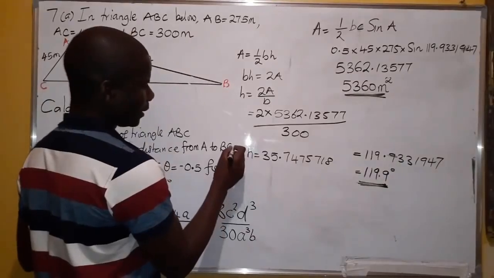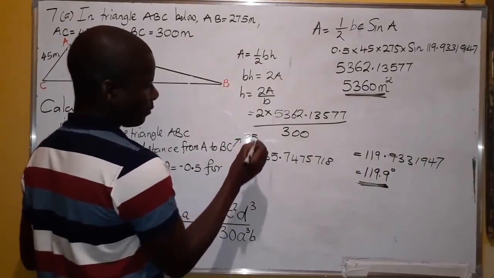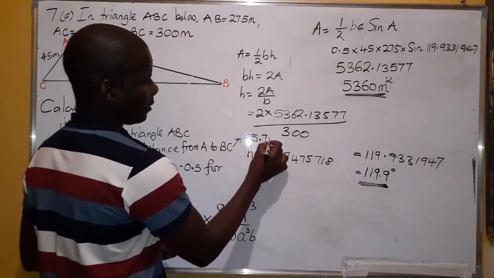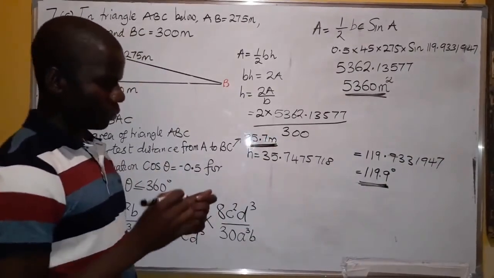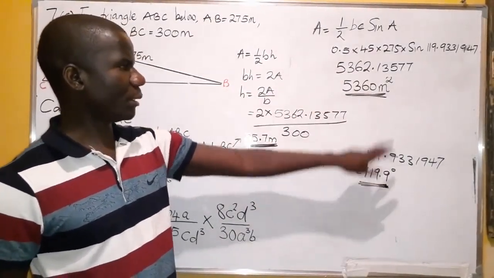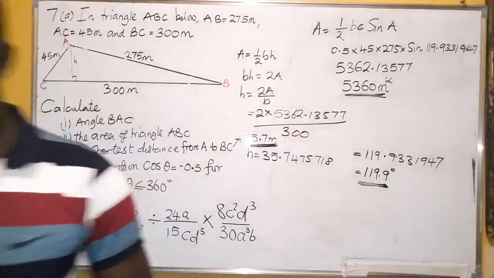What are we going to get? Our answer is going to be 35.7 meters. This is what is going to be our answer. So as in our final answers, for the first one we need to write this one, second one, and the third one. Alright? Are they clear?